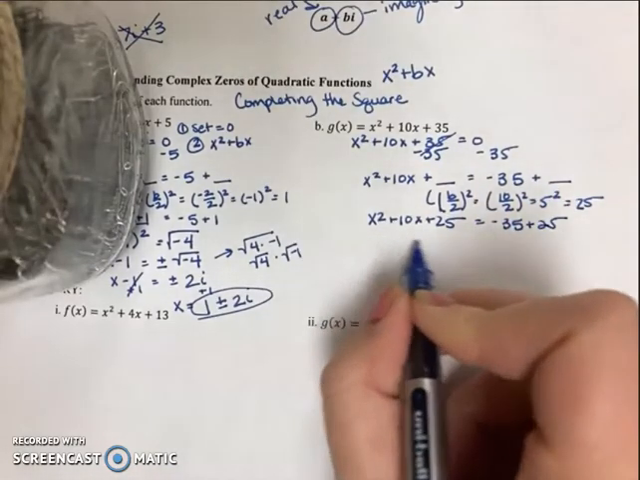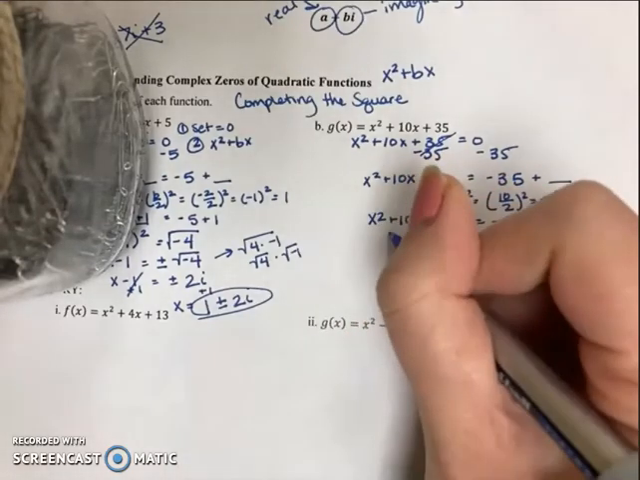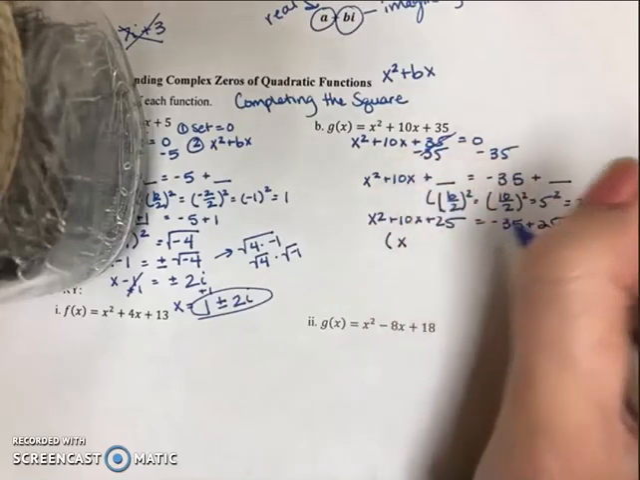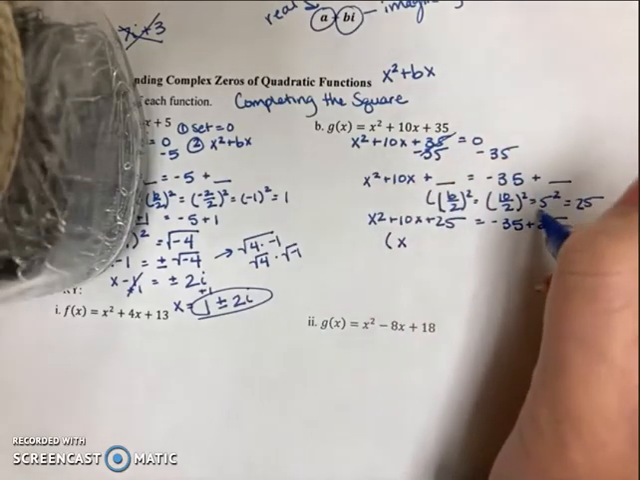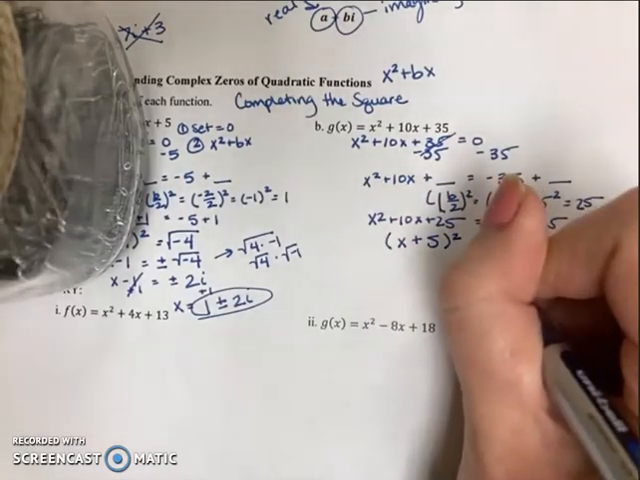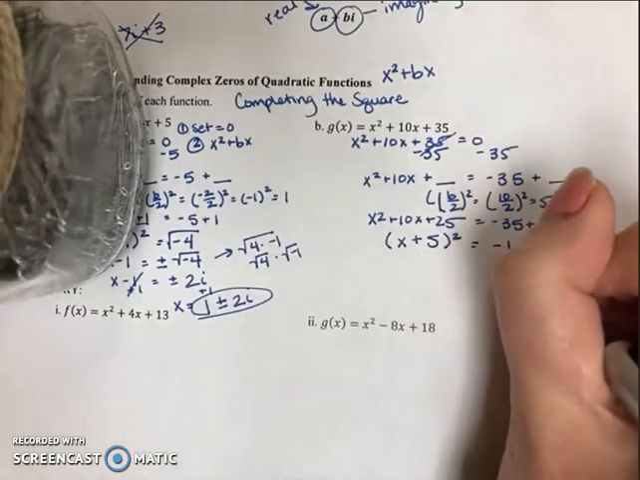This is now capable of being written as a perfect square binomial. Remember, that's x plus b over 2 being squared. So x plus my b over 2 is a positive 5, so x plus 5 being squared equals negative 35 plus 25, that's a negative 10.